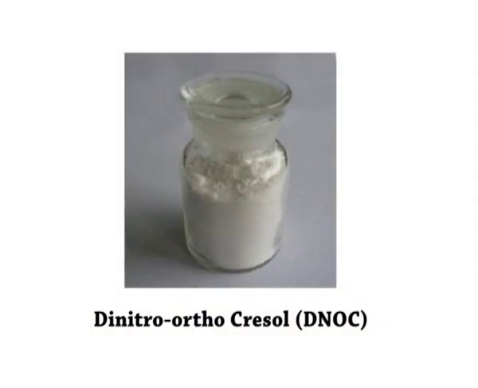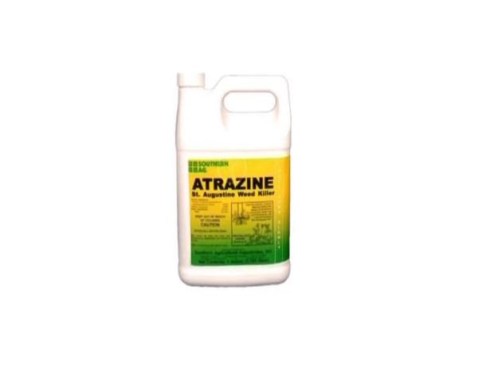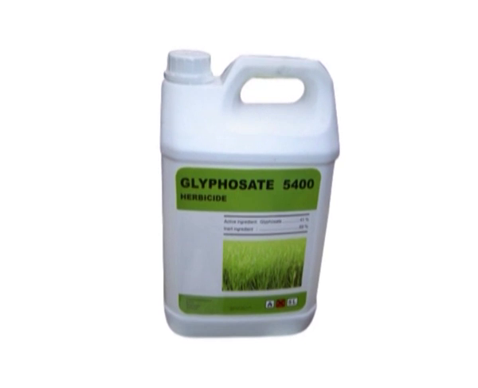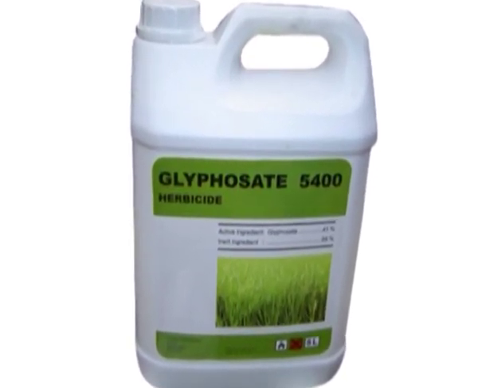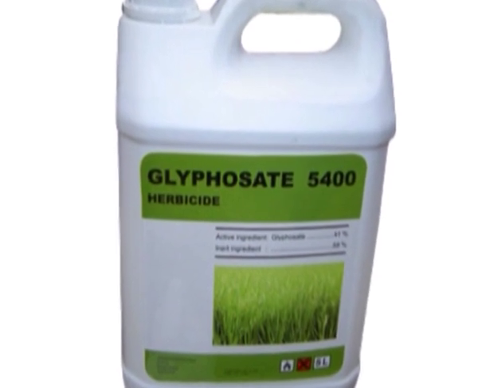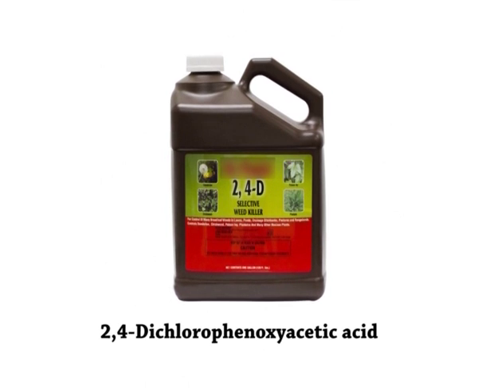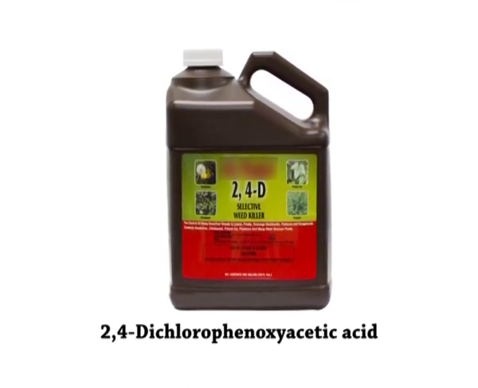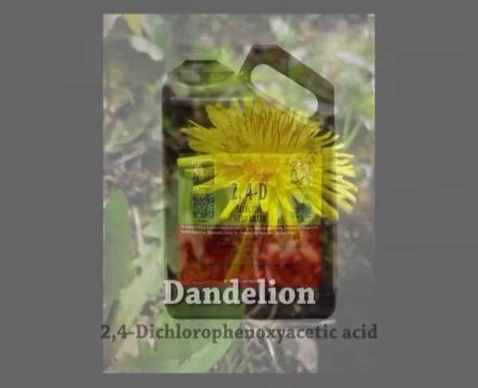Dinitro-ortho-cresol, known as DNOC, and triazine were first introduced in 1932 and 1950 respectively. Then in 1974, glyphosate, frequently sold under the brand name Roundup, was introduced for non-selective weed control. Synthesis and selective nature of 2,4-dichlorophenoxyacetic acid were discovered in 1941 and 1944 respectively, on dandelion.